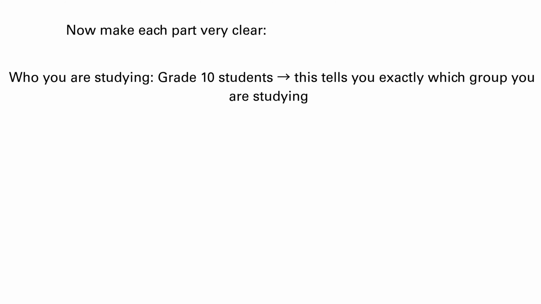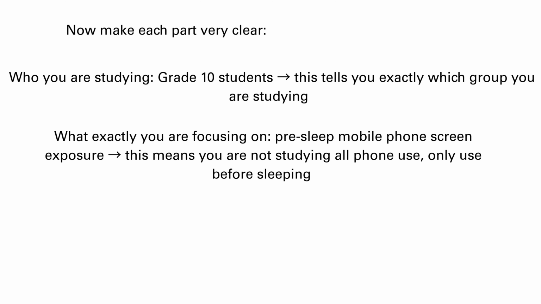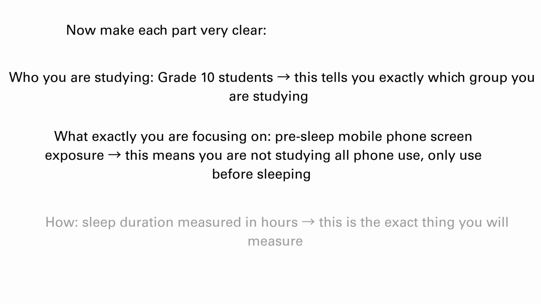Now make each part very clear. Who you are studying: grade 10 students. This tells you exactly which group you are studying. What exactly you are focusing on: pre-sleep mobile phone screen exposure. This means you are not studying all phone use, only use before sleeping. How: sleep duration measured in hours. This is the exact thing you will measure. When these 3 parts are clearly defined, your topic becomes focused and narrowed down.